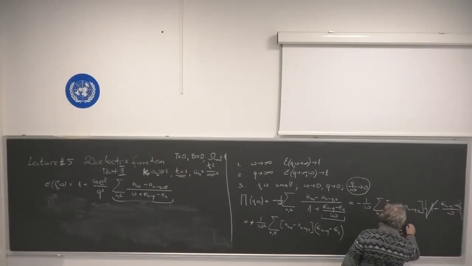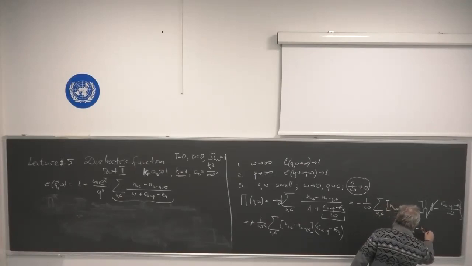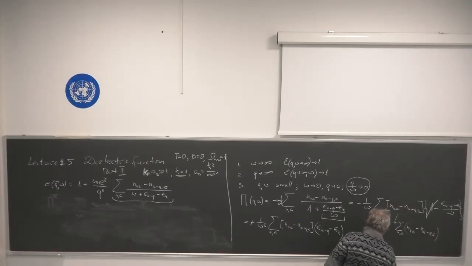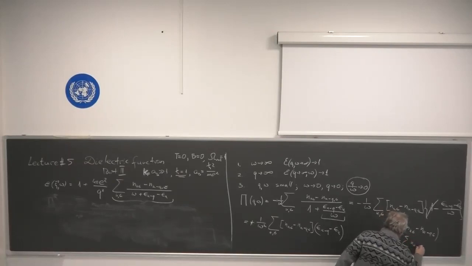Professor? Yes? I have a question about how you get to the last term. You said the first term of the previous one is 0 because the temperature goes to 0, right? The first term is epsilon n k sigma minus n k minus q sigma, right? So this is the sum over k sigma n k sigma minus the sum over k n k minus q sigma.